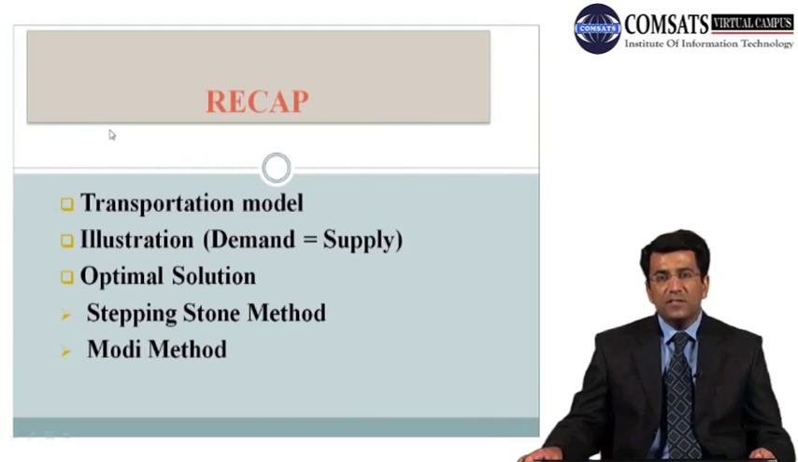So again, class, as I have already told you, there are different cases in the transportation model. The first case we discussed in the last two classes was that the demand of the different destinations is equal to the supply of the different origins or factories. So that was the case we just discussed in our previous two lectures. Especially in the last lecture, we solved a real life example by using two different methods, that is stepping stone method and Modi method.